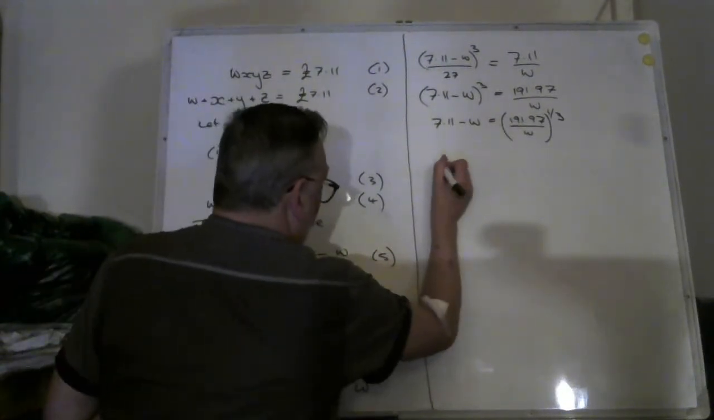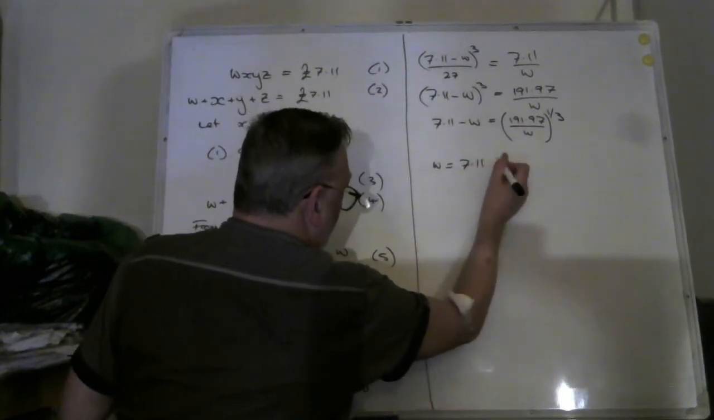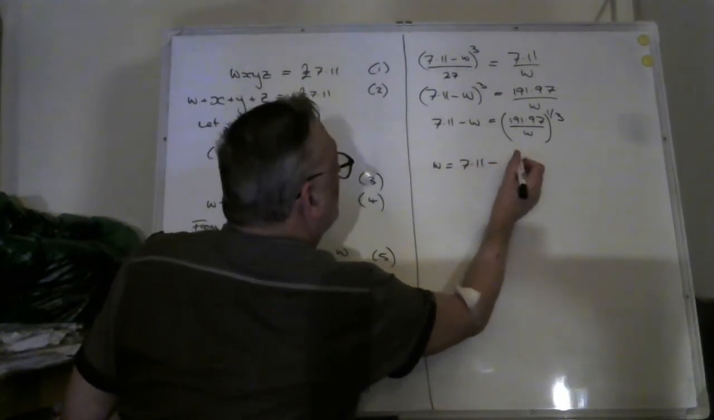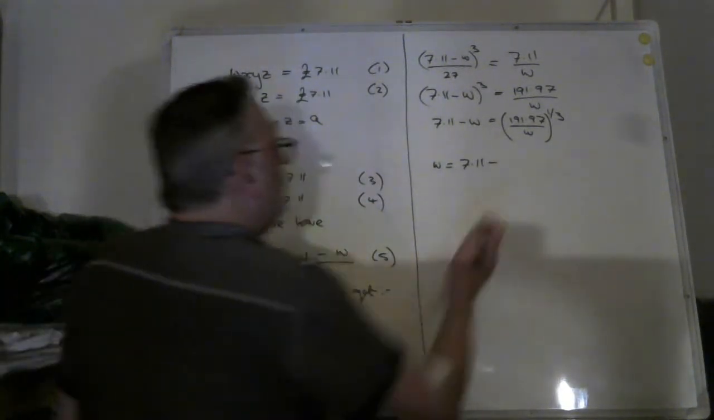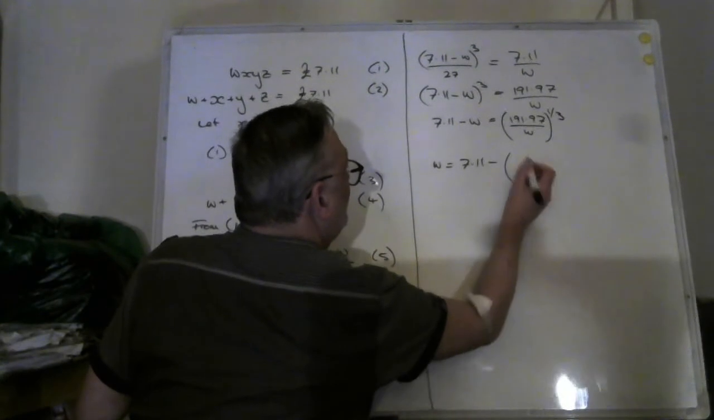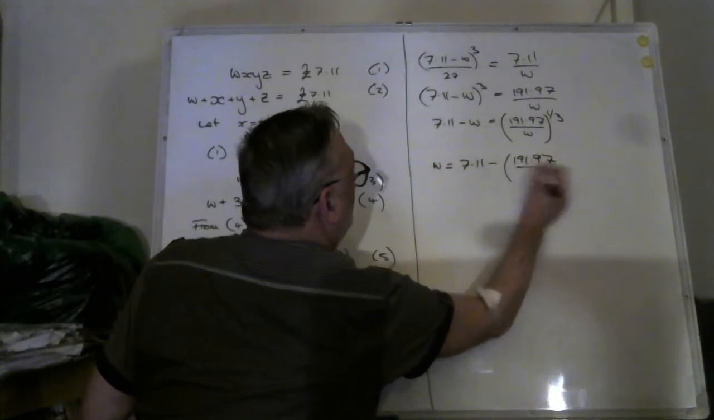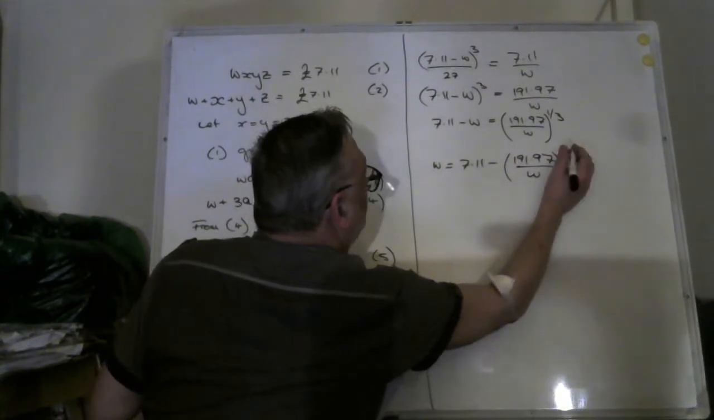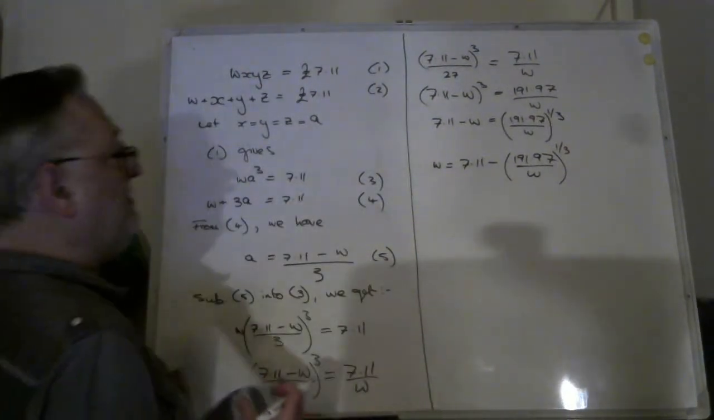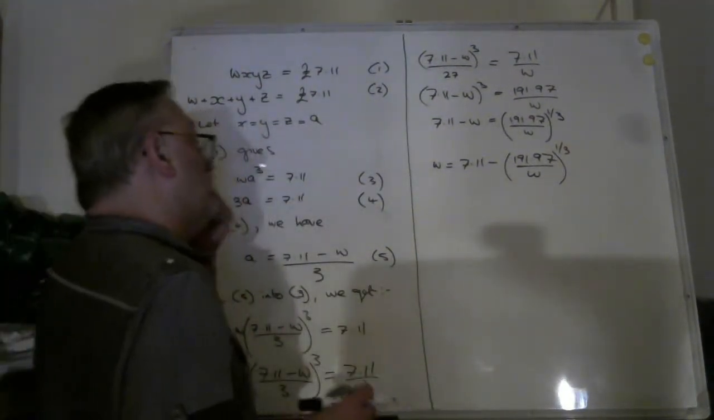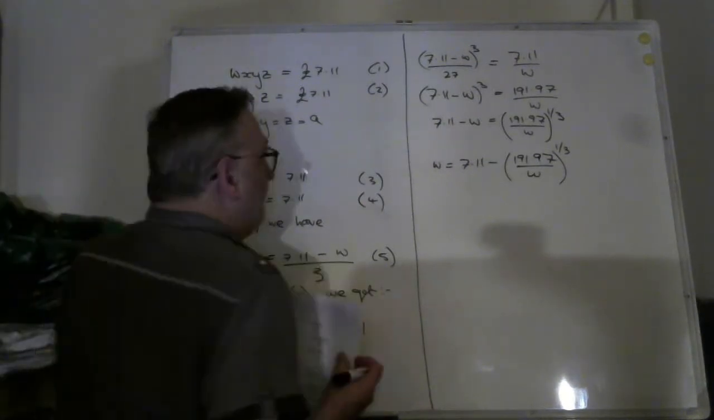So what we've got is W is equal to 7.11 minus, I think I will leave that as it is. Otherwise, you end up with numbers that go to many more decimal places. I don't tend to be irrational or transcendental or something like that, you know.